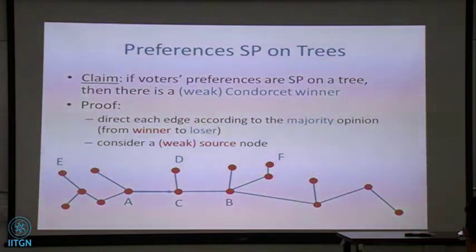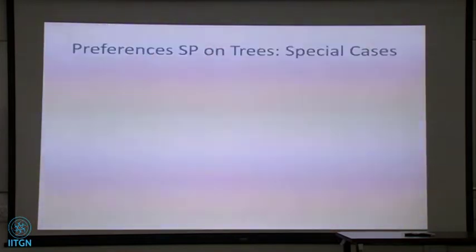Now if I have preferences single peaked on a tree, it's not true that the weak majority relation is necessarily transitive. So I don't quite have that, but at least I have weak Condorcet winners. And that's already something, because for general preferences, we are not even guaranteed weak Condorcet winners. So that's also an interesting domain. Okay, let's see some special cases.